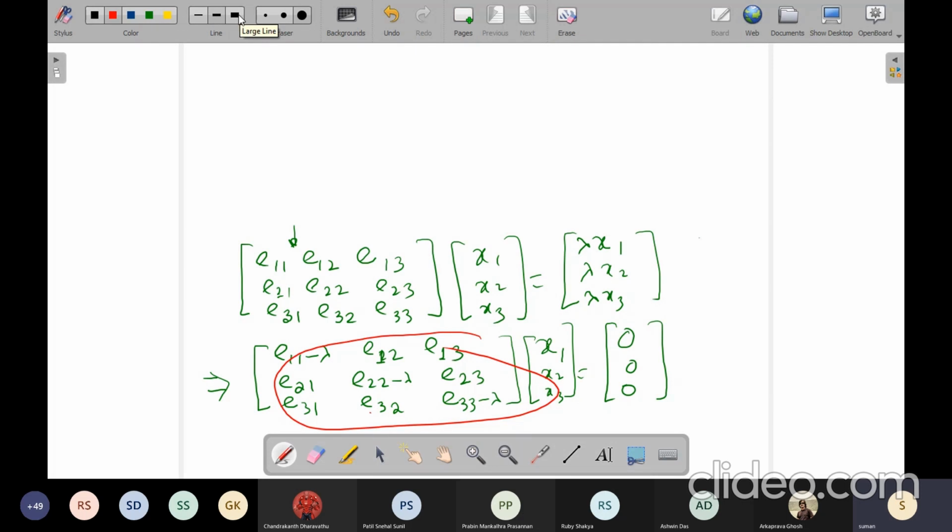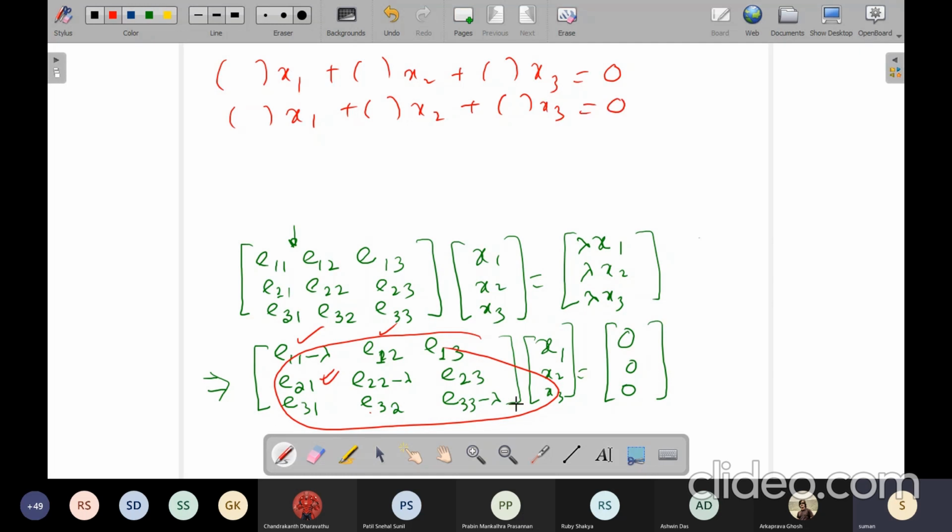So let us say that you have this as a system of algebraic equations. So you have something into x1, plus something into x2, plus something into x3, equal to 0. Similarly, the second row will give something into x1, plus something into x2, plus something into x3 equal to 0. And the third row will give a similar type.